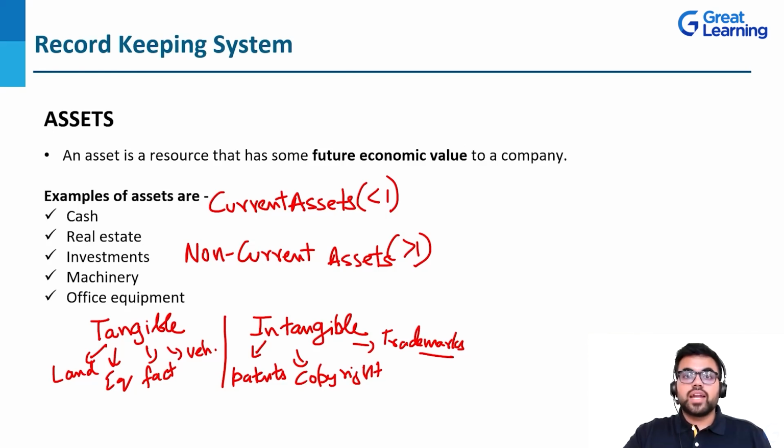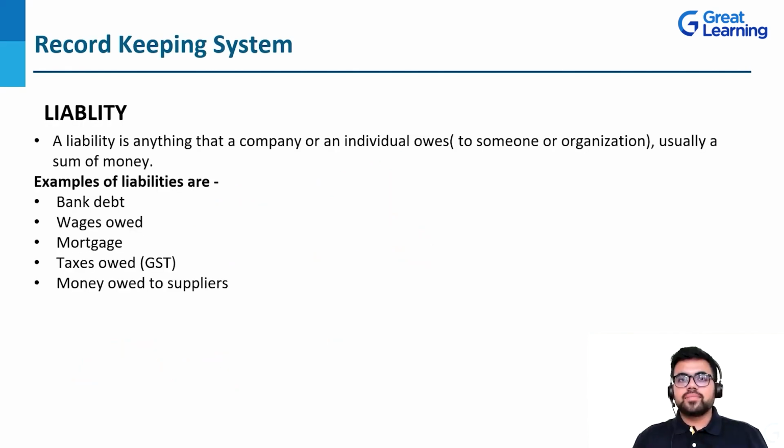Now let's talk about liabilities. A liability is something that the company has borrowed either from an individual or an organization. So the example would be bank debt, mortgage, money owed to suppliers, tax owed to the government, or even wages that are due to be paid. Now, the liability can also be divided into two parts: short term liability and long term liability. Short term liability would be short term loans, long term liability would be long outstanding loans or mortgages. So these are the examples of liability.